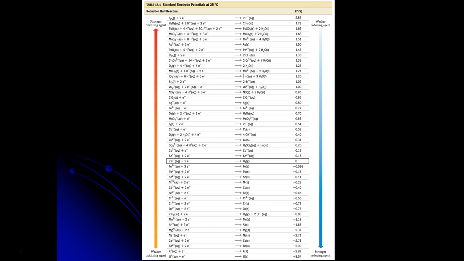Now, let's take a look. Keep going up. We've got to find copper. Dun, dun, dun. We've got chromium, iron, cadmium, nickel, lead, iron. Hey, we're starting to get positive. All right, copper 2+.